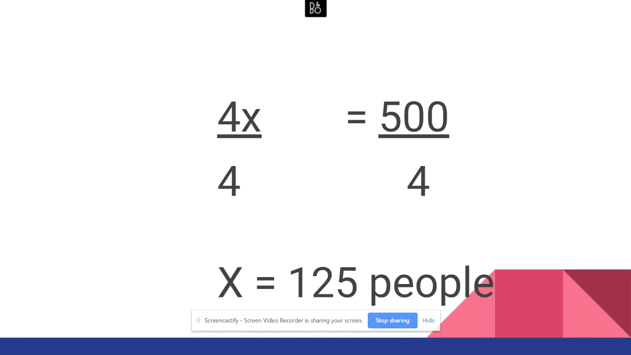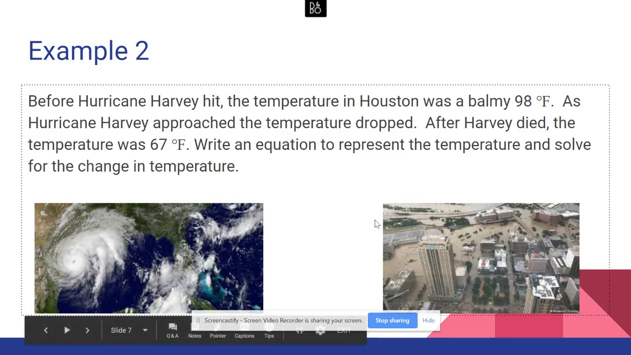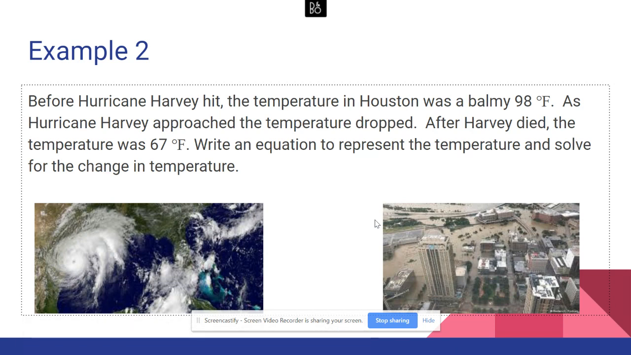Okay. All right, example 2, Hurricane Harvey. Before Hurricane Harvey hit, the temperature in Houston was a balmy 98 degrees. As Hurricane Harvey approached, the temperature dropped, and after Harvey died, the temperature was 67 degrees Fahrenheit. Write an equation to represent the temperature and solve for the change in temperature.